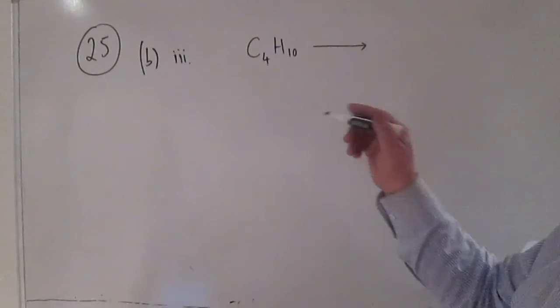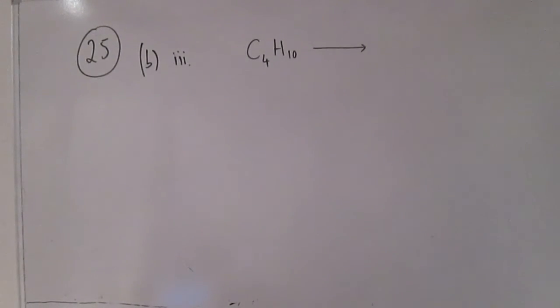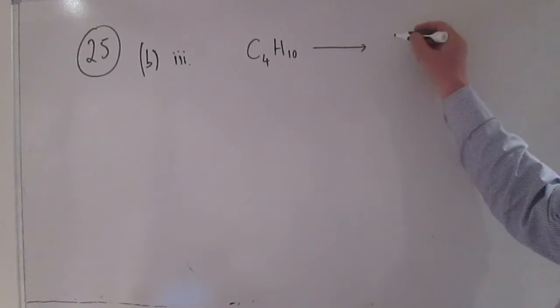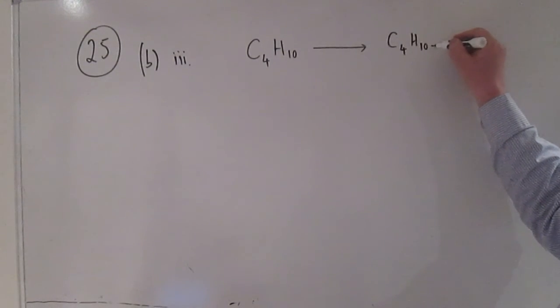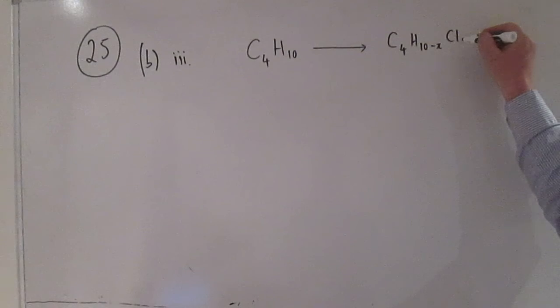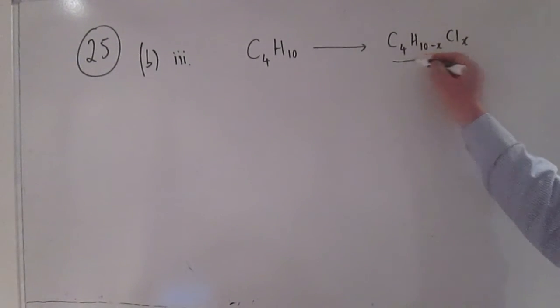For this last part, we've got a situation where some but not all of the hydrogens have been replaced by chlorine. So if you like, we're going to get a product which is C4H(10 minus X)ClX. So we've substituted in X chlorines and therefore we've lost X hydrogens. So what we need to do is to work out the MR of this compound, and then we can work out what X needs to be in order to make it fit that MR.